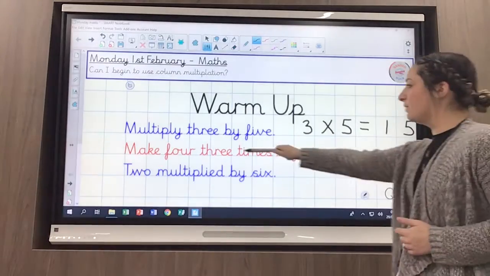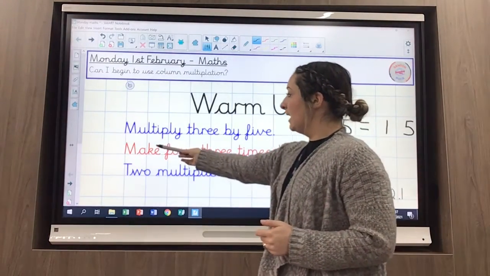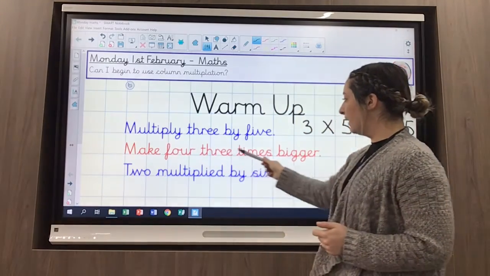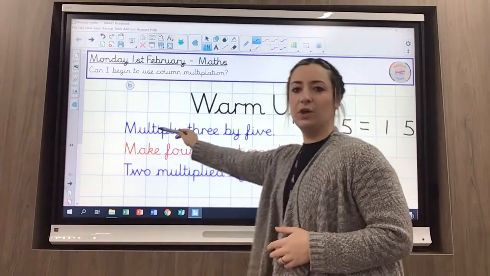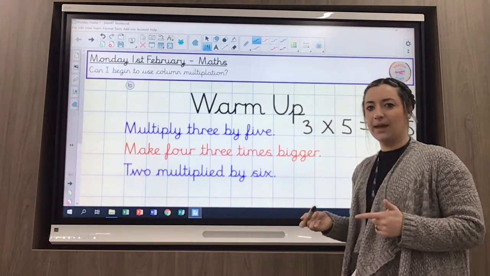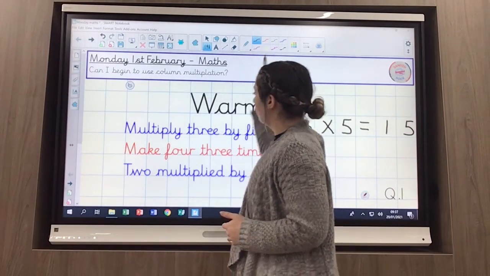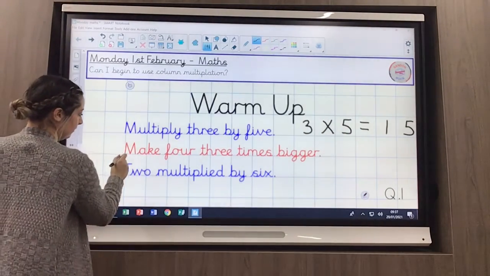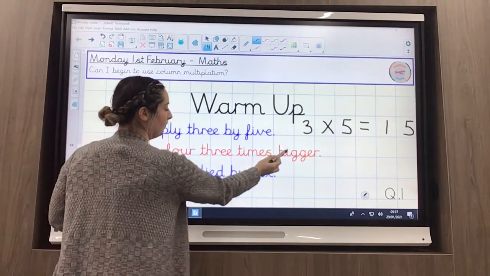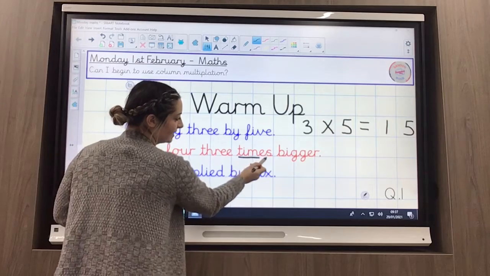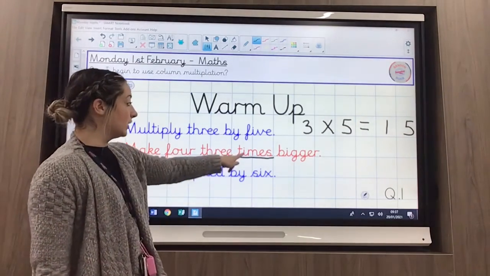Okay, so let's come on to our red sentence, the second sentence here. So it says, make 4 3 times bigger. Okay, so this is a little bit different. We haven't got the word multiply in there, so this is a little bit harder. So it says to make, just going to underline, make 4 3 times bigger. Now, I do recognise this because when we were looking at our vocabulary last Friday, we did look at times.